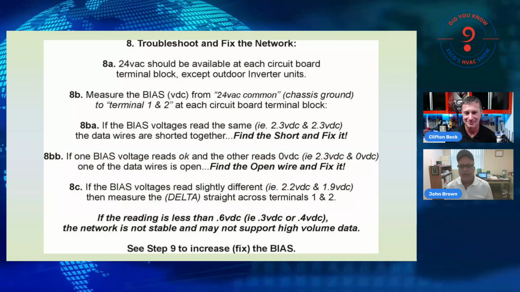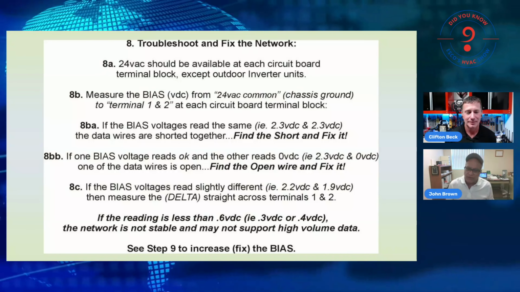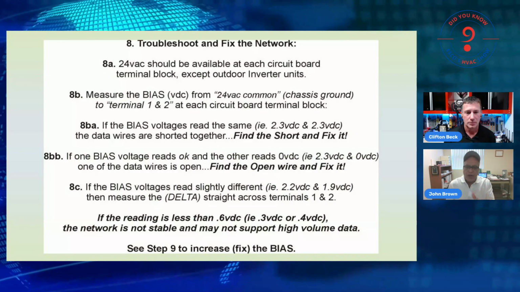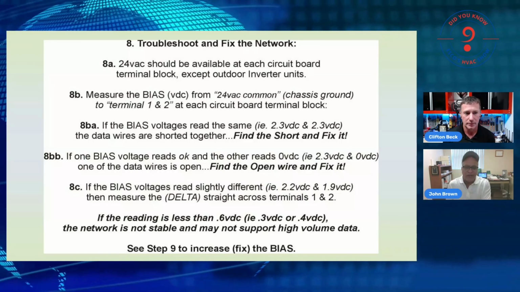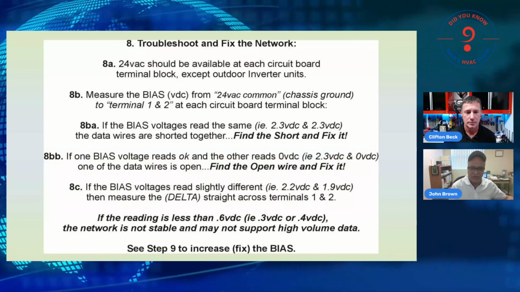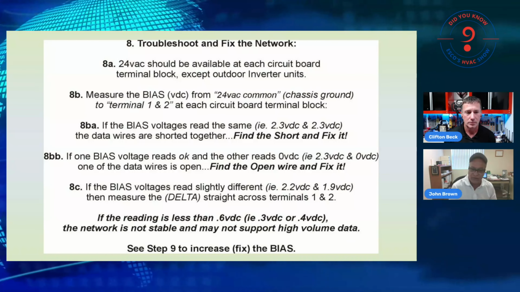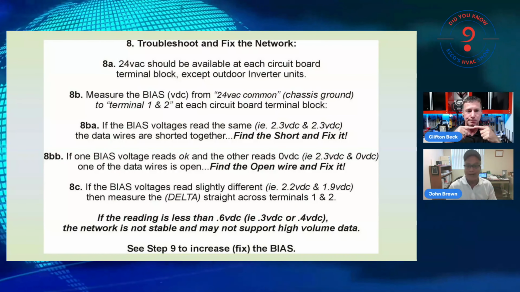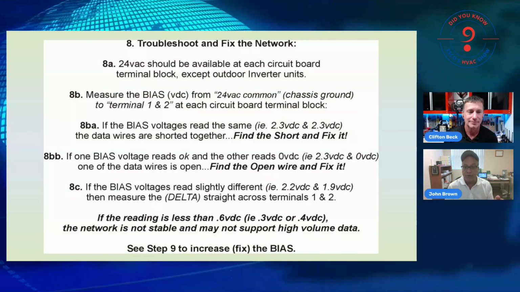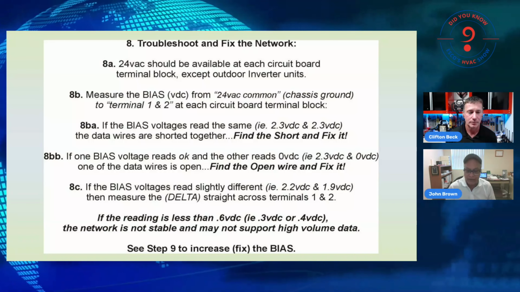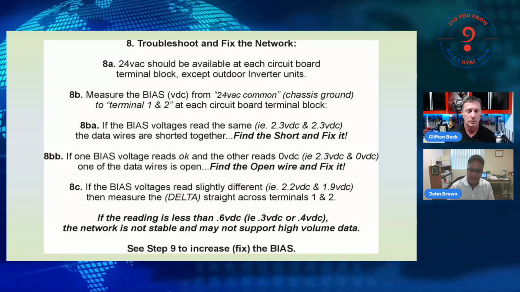Yeah, absolutely. If you're reading these bias voltages with your meter, you read common to 1, 2.3, and the other one common to 2 is 0. One of these voltages is zero. Guess what? One of my data wires is broken. There's an open wire somewhere. You've got to find that and fix it.